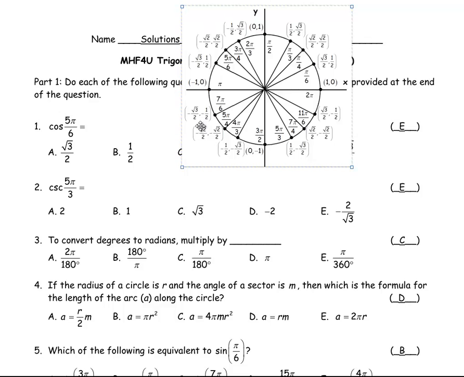pi over 3. Now, cosecant is the reciprocal of sine. So if we look on the unit circle for 5 pi over 3, which is here, so it refers to this point right here, the sine of 5 pi over 3 would be the negative root 3 over 2. So we would take the reciprocal of negative root 3 over 2 to get the cosecant. So the sine is this, so the cosecant is the reciprocal of that rational expression. So the reciprocal of that, of course, is negative 2 over root 3, so E is the answer once again.